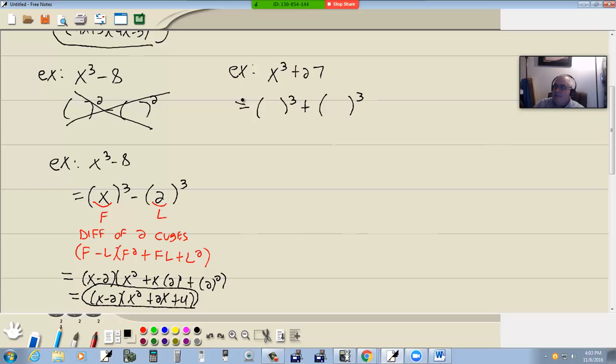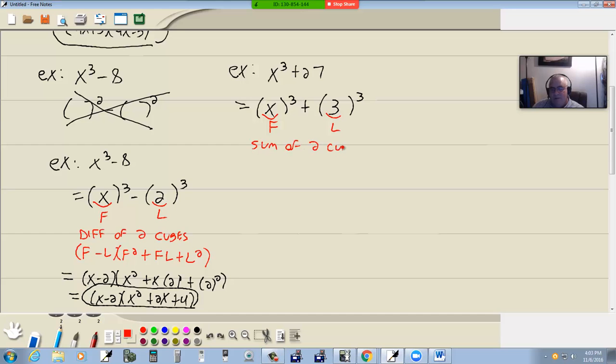We take a look at each individual piece, and you ask yourself what times itself 3 times gives you that. X to the third, well, that's x times x times x. And 27 is 3 times 3 times 3. So we were able to rewrite it in this form. I'm going to label what's in my first set of parentheses as F for first, and what's in my last set of parentheses as L for last.